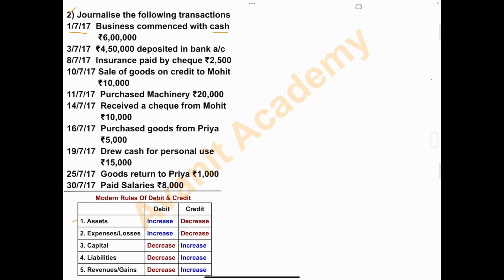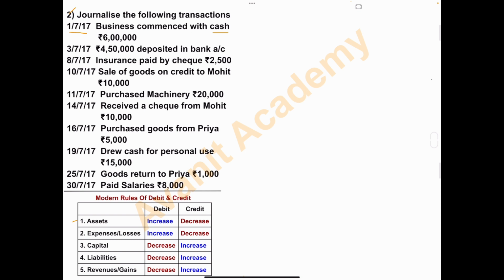ಅರ್ಥ ಆಯ್ತು. So in the first transaction, cash balance increases, and as per the debit and credit rules, if the asset value increases, it is to be debited. So in this first transaction, we have to debit the cash account. And whatever amount is invested by the owner to start the business, that amount is called capital. In the first transaction, the cash balance increases, that's why we have to debit the cash account.